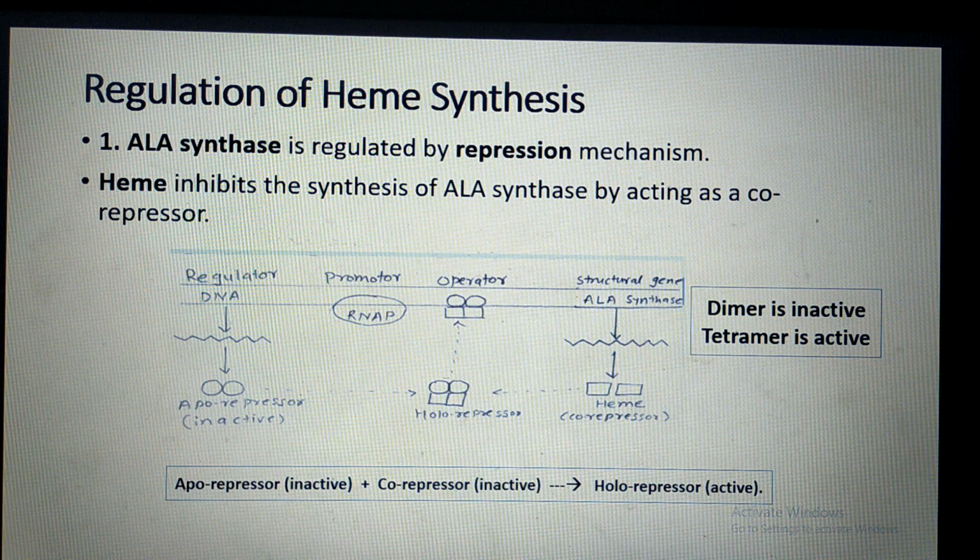Here you have to remember, the regulatory gene synthesizes an aporepressor, which is a dimer, and the dimer is inactive. But when heme is available, 2 molecules of heme bind with the aporepressor and form a tetramer. Now this tetramer is active, and it binds with the operator site and stops the heme synthesis pathway.